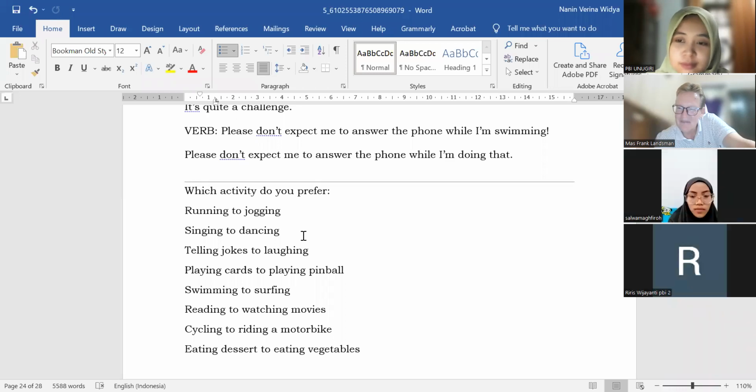I choose dancing. Yeah, why is that? Give me the reason. Do you enjoy it if you're dancing? Oh, you're better at dancing. So I'm really not the best at dancing, but I just like it. Okay, very good. Telling jokes to laughing, so actively or passively.